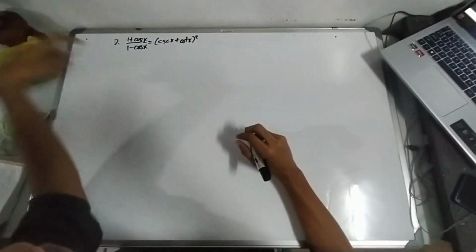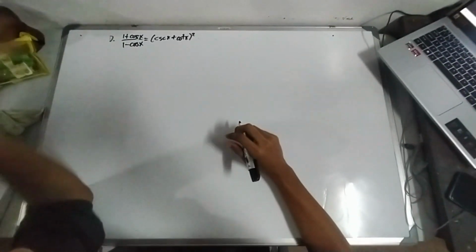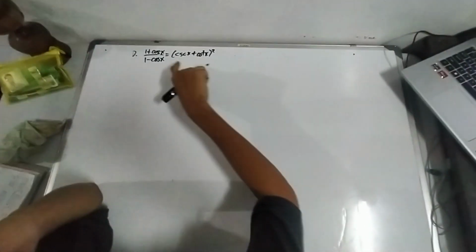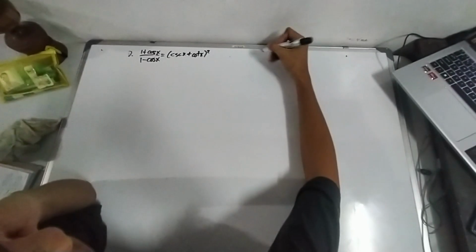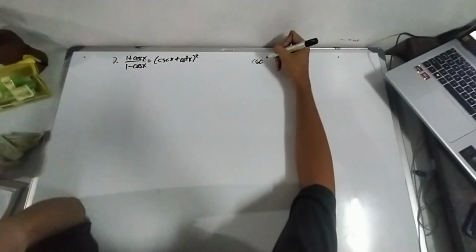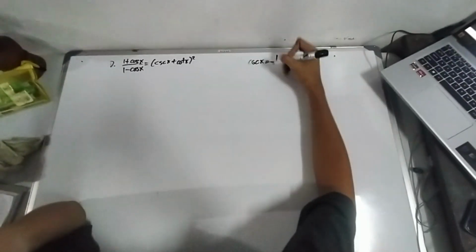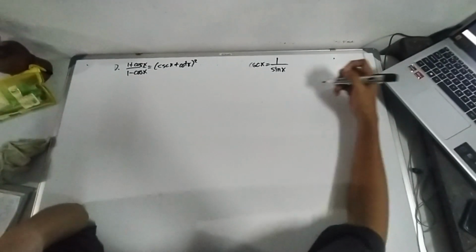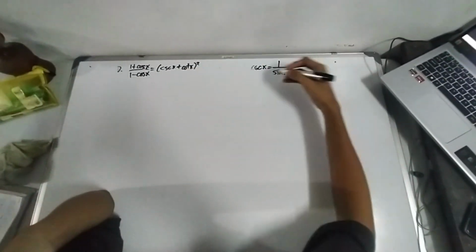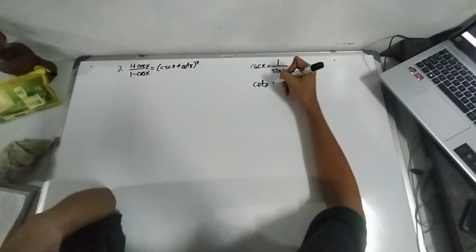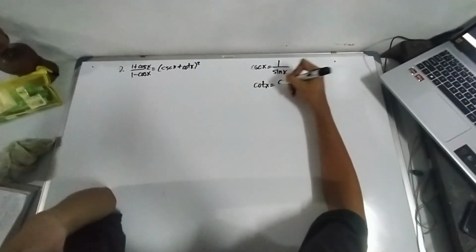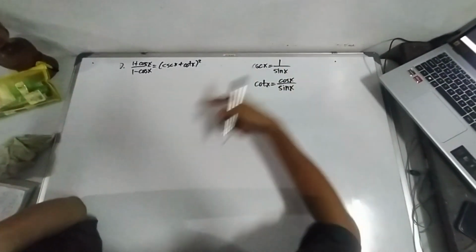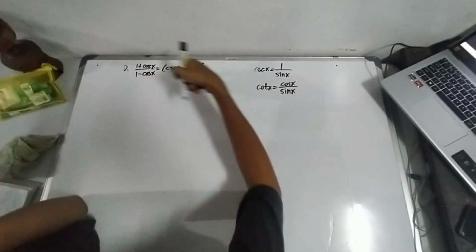Now we're gonna solve or prove for this equation whether this is true. Now we're gonna prove. First, we're gonna substitute this into simpler terms. So cosecant x is equal to 1 over sine x by the reciprocal property, and cotangent x is equal to cos x over sine x by the ratio identity. Now, these values we're gonna substitute in here.